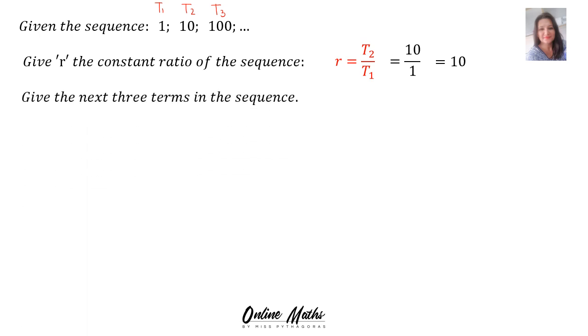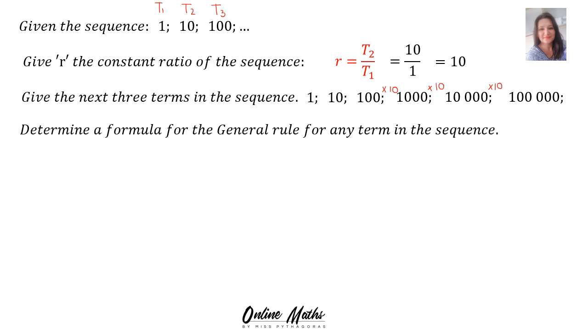Give the next three terms in the sequence. So now we're going to multiply by R to get to the next term, and R is 10. So the next term is 1,000. To get to the next term, we multiply by the constant ratio, 10,000. To get to the next term, we multiply by the constant ratio, 100,000.